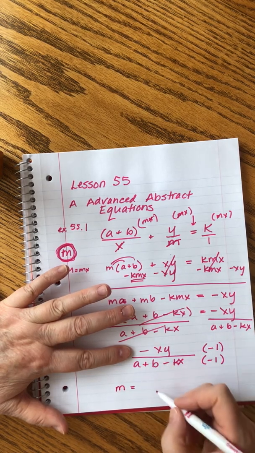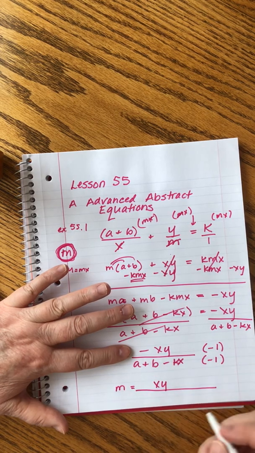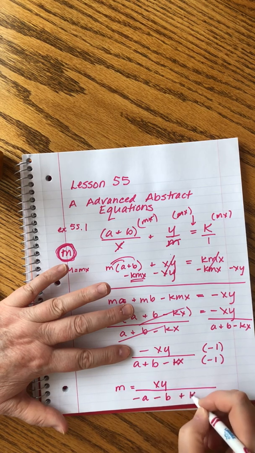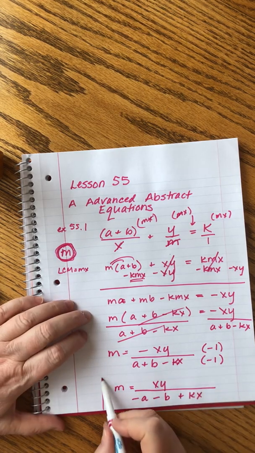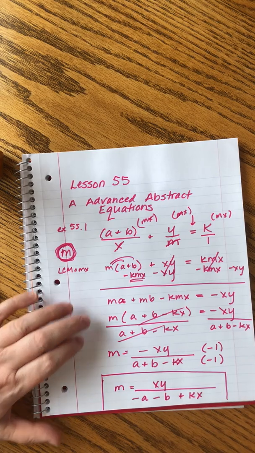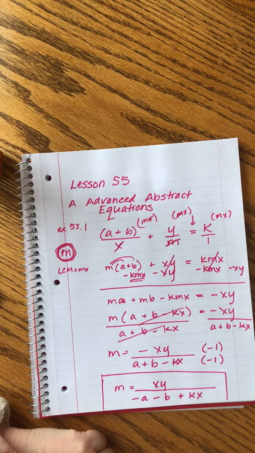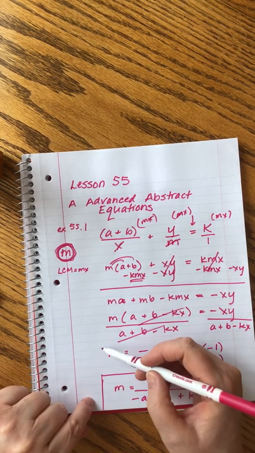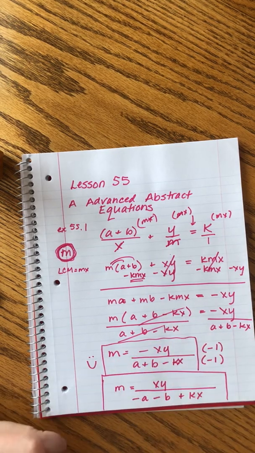So m equals, okay, that's going to be a positive xy on top, and then this is getting distributed to everybody, so it's going to be minus a minus b plus kx. And when I look at John's answer now, it's right on target. That's what John has for the answer. All that it means is I went in different directions than I did when we were up here moving things around. If you gave me this answer on a test, I would give you full credit for it.